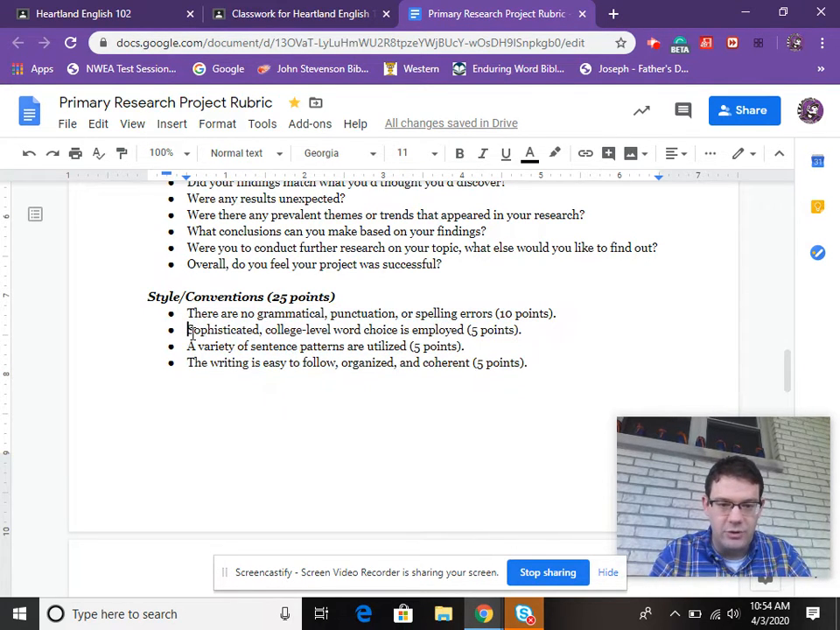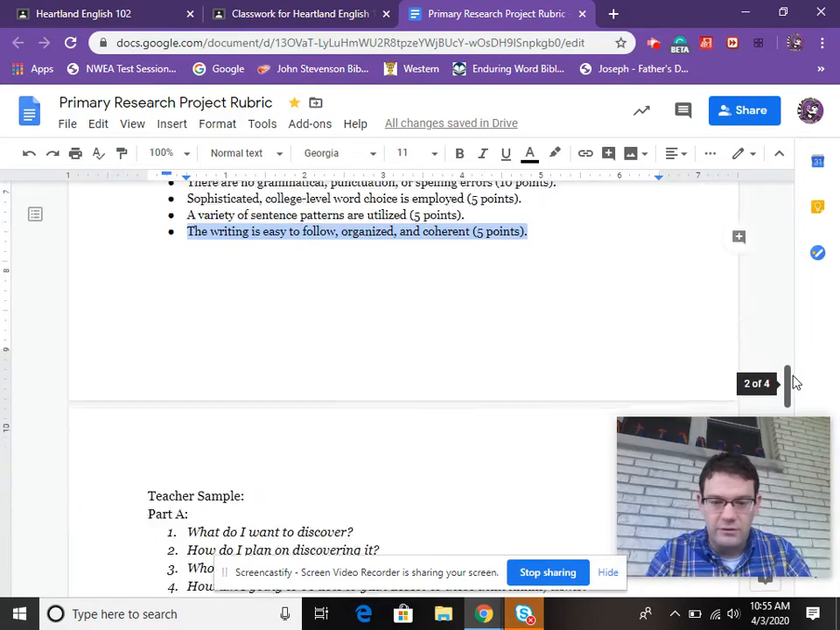Try to use academic word choice. Think a little bit about sentence variety so that all your sentences don't go the same way, and the writing is easy to follow, organized, and coherent. You're probably going to be jumping from point to point, so think in terms of transition variety. You don't want to continue to say next over and over, or then, or also. Build in some of those other transitions that can help you connect the different points.